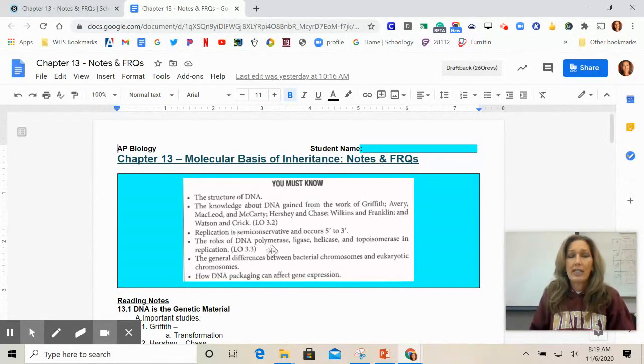But most of what today is going to be about is talking about all the enzymes that are involved in replication of DNA, including these enzymes here in the you must knows. And then also understanding a little bit more about chromatin through chromosomes in our DNA packaging and how that actually affects gene expression when DNA is packed really tightly or when it's packed very loosely.